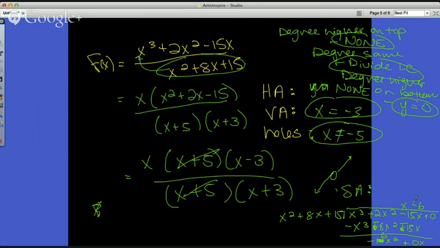And once I get to here and I only have that whole number, I don't need to go any further. I know my slant asymptote will be y equals x minus 6. And so what I did right there, without having to graph it, was come up with my HA, VA, holes, and my slant asymptote.